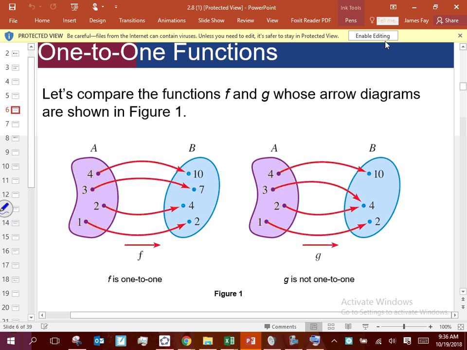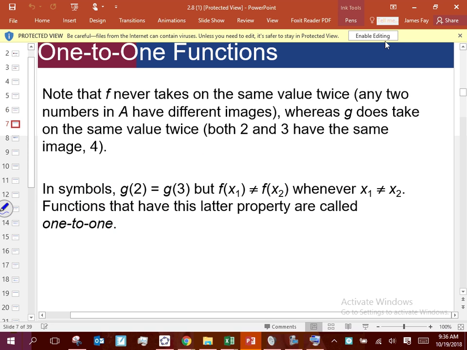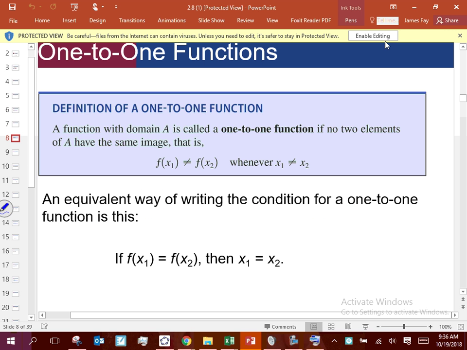That brings us into the concept of what a one-to-one function is. Let me put up the definition for you. I think the definition is kind of cruddy to think about, but we'll try to muddle through it. A function with a domain A is called one-to-one if no two elements of A have the same image. Now this is of a function. We'll discuss that here in a moment.